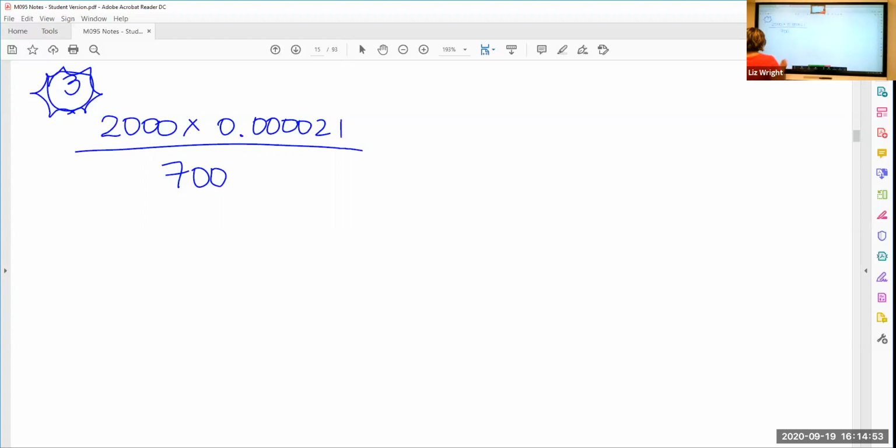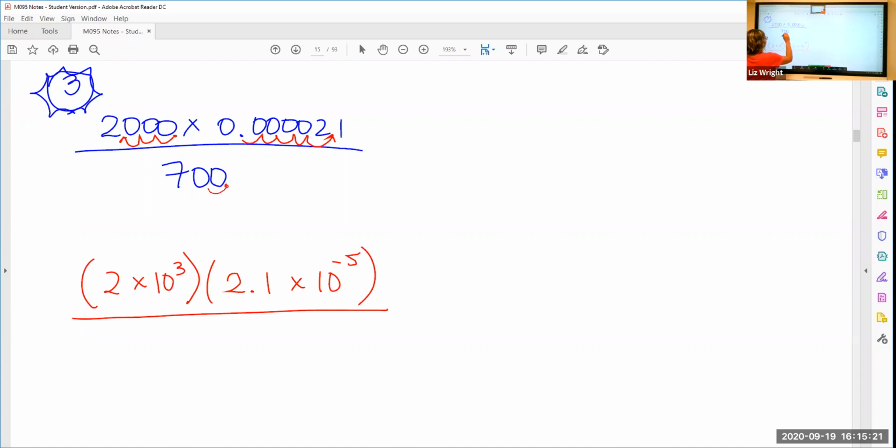So what that means is we need to first convert them into scientific notation. So right here, a decimal is here, so it's going to be 1, 2, 3. So we've got 2 times 10 to the 3rd for that first number. And then here we're going to have 1, 2, 3, 4, 5, so it's going to be 2.1 times 10 to the negative 5th. And then that's going to be all over 7 times 10 squared for that one.